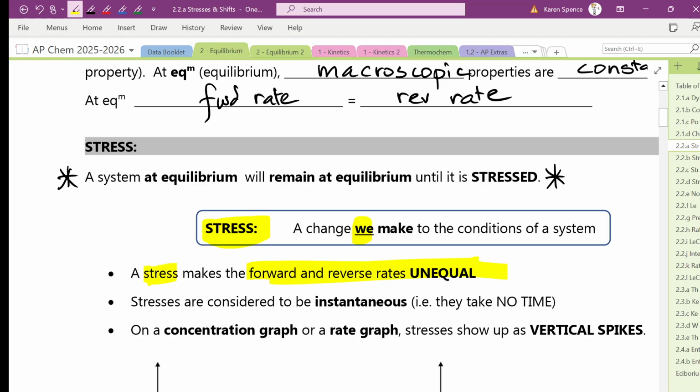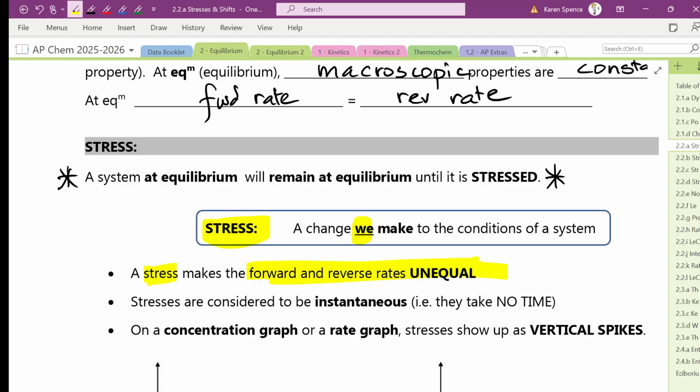We are going to be graphing stresses, and that's what this one is all about, the graphing of the stresses. Stresses are considered for the purposes of a graph to be instantaneous. This makes graphing them easier. So if I change the temperature, I don't assume it takes 5 seconds for it to get to the new temperature. I assume that happens immediately.